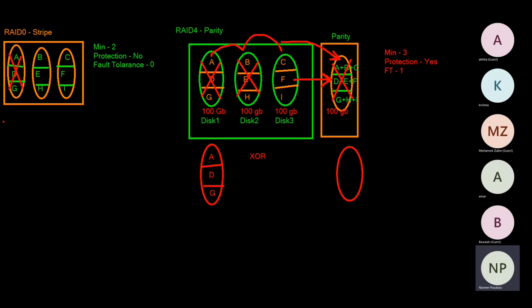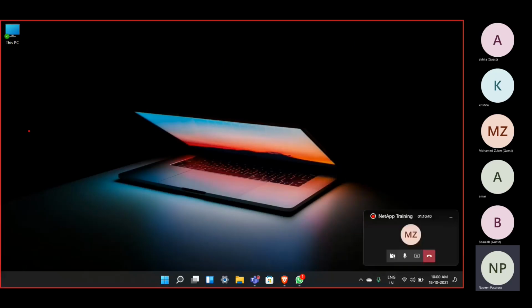RAID 0 and RAID 4 are completed. Now let's talk about another RAID called RAID DP. RAID DP, we'll call it dual parity or diagonal parity. We'll call it either dual parity or diagonal parity.